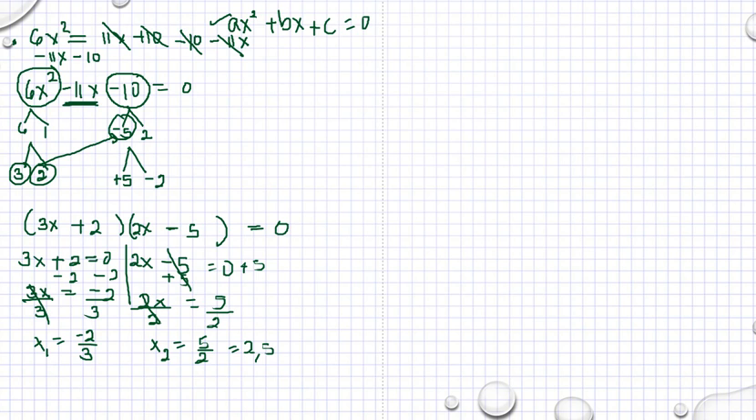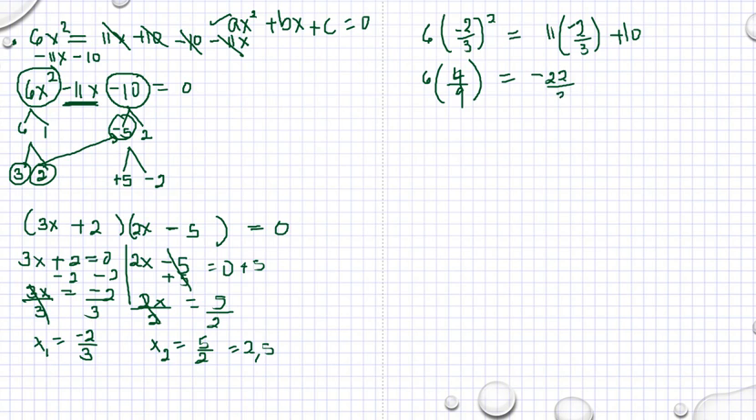I forgot to mention that before, you can always check your answer. It's an equation, so you can always check your answer. We will do it here. We have 6 times negative 2/3 squared is equal to 11 times negative 2/3 plus 10. That's our original equation. So we have 6 times 4/9 is equal to, this is negative 22/3 plus 10.